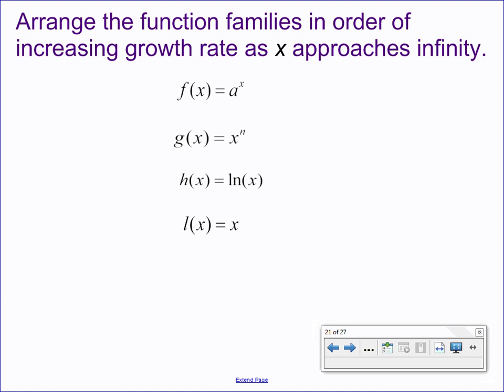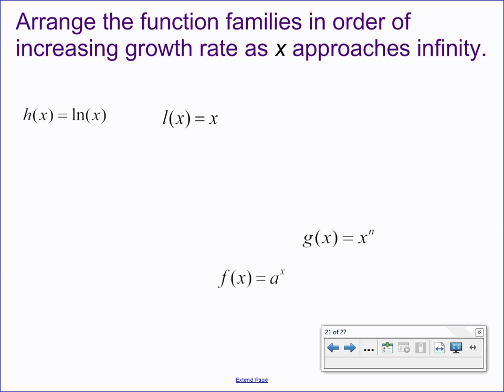Let's go ahead and share your increasing order of relative rates of growth. So what did you have for your slowest growing? Vivian and Riley? H of x. Followed by? L of x. I'm not saying right or wrong, I'm just telling them. Go ahead. Followed by? G of x. Followed by, then there's one to go.